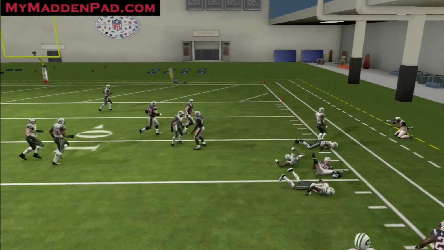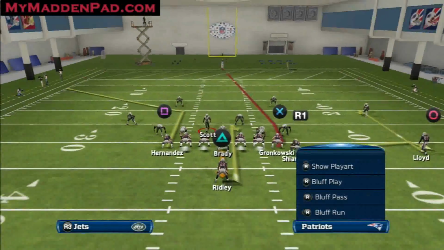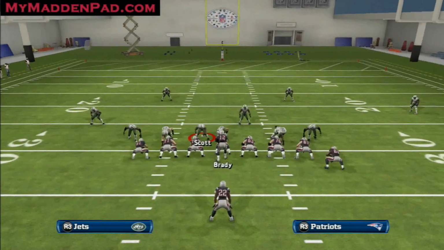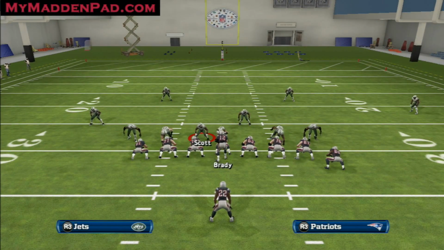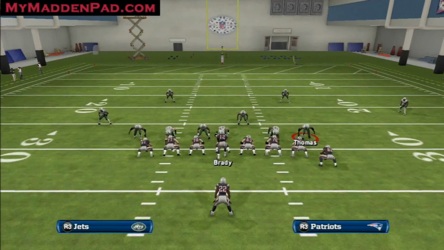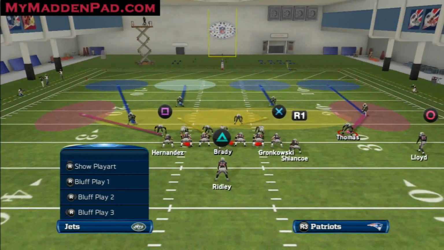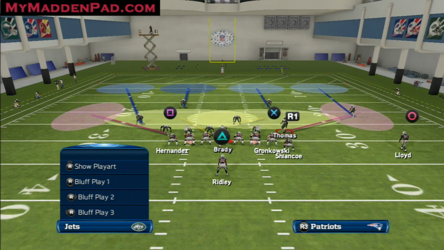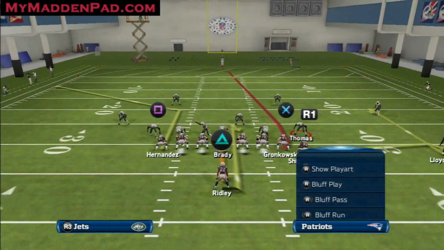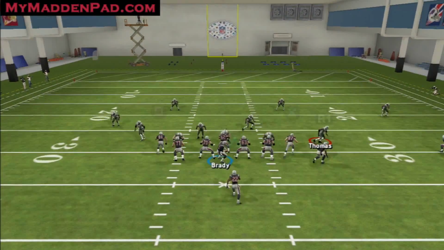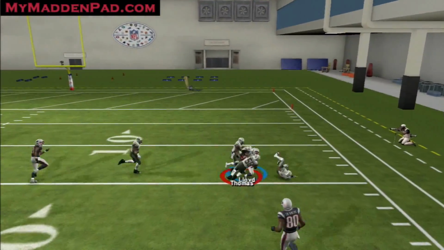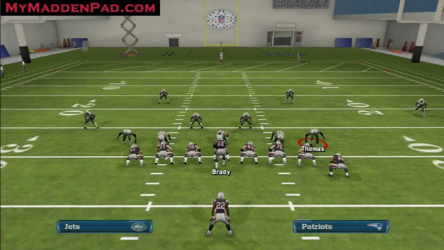So as you noticed, the flat was wide open, but a lot of times Thomas, this guy right here that's supposed to go into a buzz zone, a lot of times he'll come over and check the flat and leave the curl open. So it's important to be patient and read that when you know it's a zone. So let's try it again. See how he went over to the flat. Let's run it one more time.